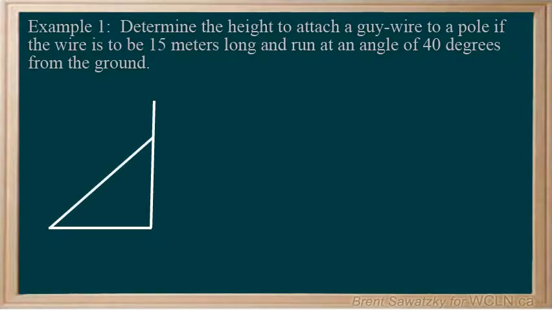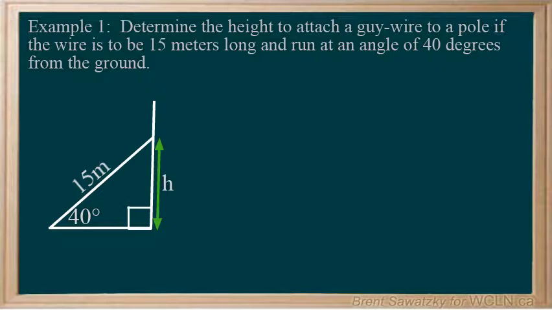The pole to ground is a right triangle, that is, the pole is standing straight up, so we can indicate that. The angle between the ground and the wire is 40 degrees, so we'll show that too. Also, the guy wire is 15 meters long. Our unknown in this case is the height above the ground where the wire is attached to the pole. So let's call that h.